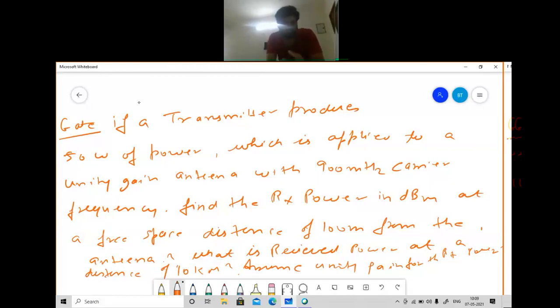So I'll write here what is given to you. So PT is given as 50 watt, frequency is given as 900 megahertz, gain transmitted and gain received is given as 1. So please find it for this 100 meter, then you have to find it for 10 kilometer. So please find and tell me.